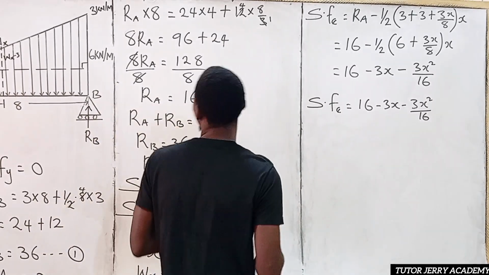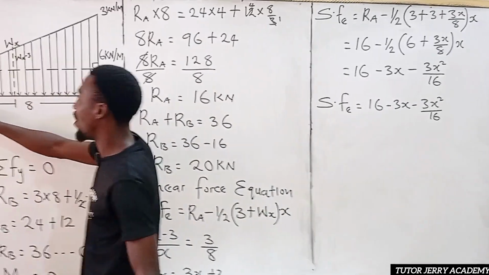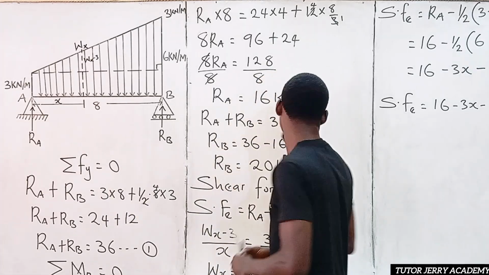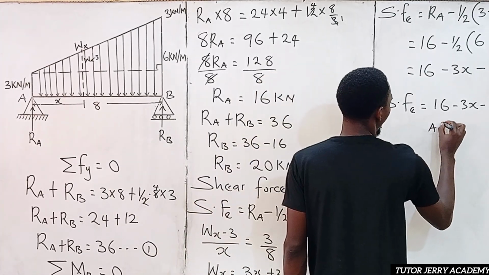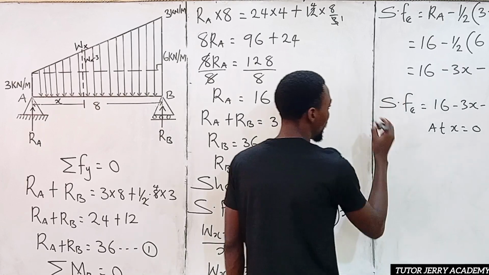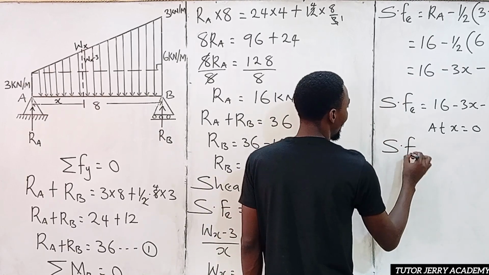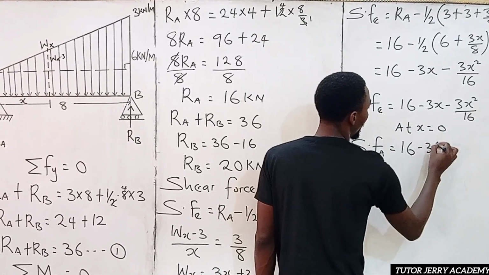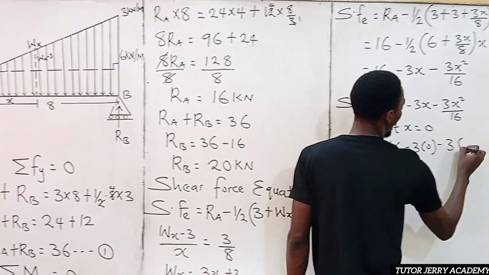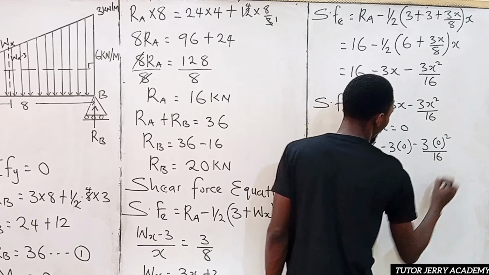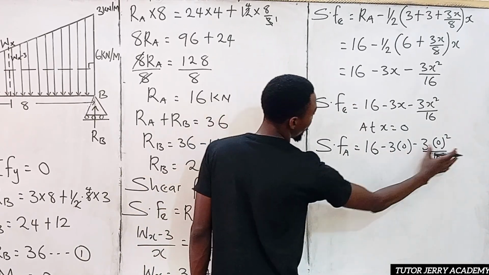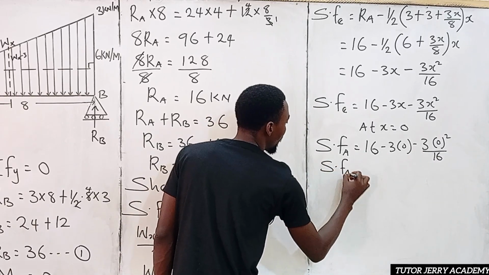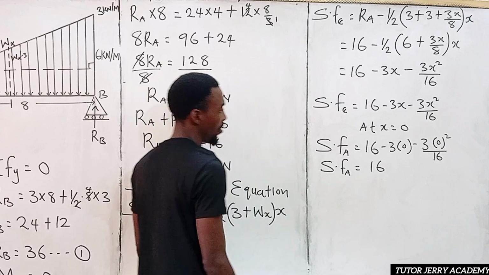So now we are going to start. At point A here, our S is equal to 0, while at point B, our S is equal to 8, the whole length. So at S equals 0, our shear force at A will be equal to 16 minus 3 into 0 minus 3 into 0 squared all over 16. So 0 multiplied by this is 0. 0 multiplied by everything that we have here is 0. So we only have 16. So the shear force at A will be equal to 16.